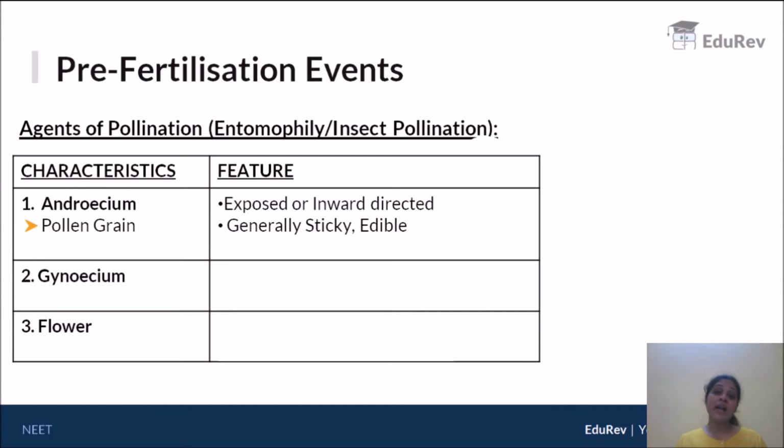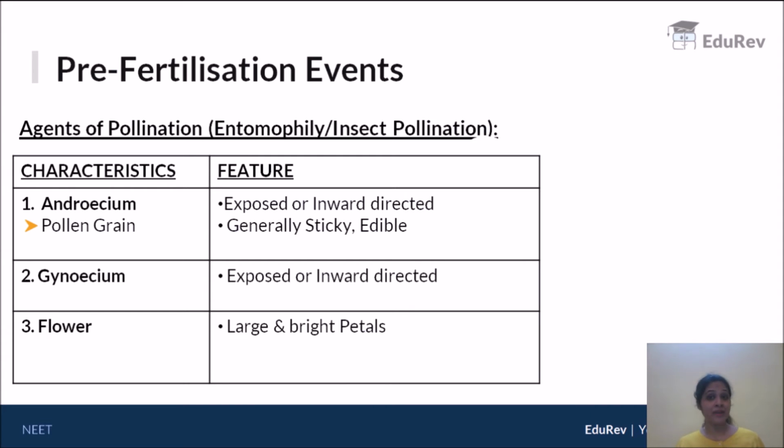The next is with respect to the gynoecium. Likewise, you do not require a gynoecium that's exposed. It may be exposed or it may be inward directed. We're not very specific. But what we need to study is the nature of the flower here. Since you want to attract an insect, obviously the flowers have to be brightly colored so that the insect feels attracted. Also, you need to have nectar so that if they do come, they have something to be attracted towards. Another thing that can attract them is fragrance. So large bright petals in the flowers, fragrance, and the presence of nectar. That means nectar is available.